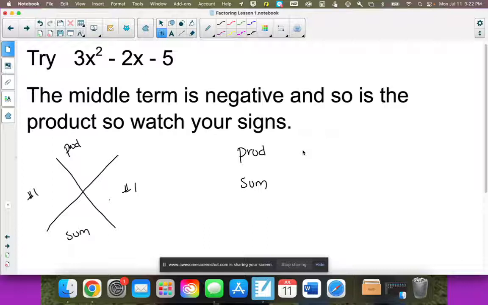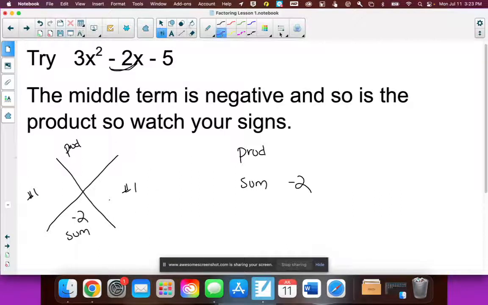Again, any way that you need to keep this organized so that you can actually find the numbers that you need for this. So in this case, my sum is always going to be the middle number, has to be a -2. Your product, again, always has to be first times last. So 3, and that is a -5 or a -5. So your product is -15.